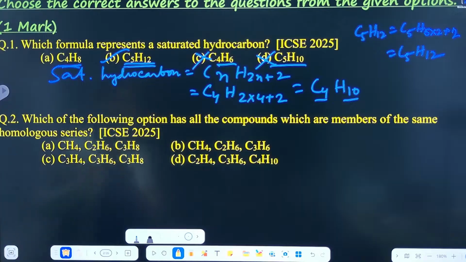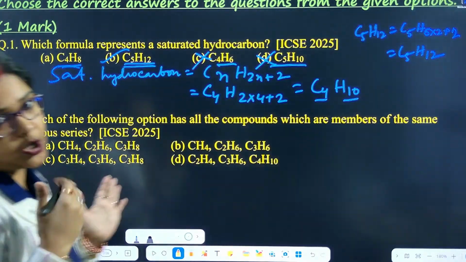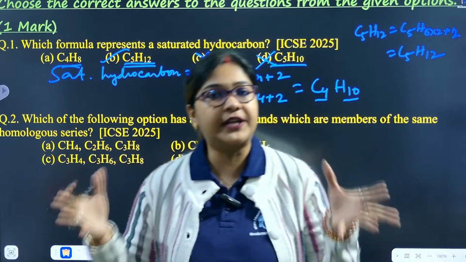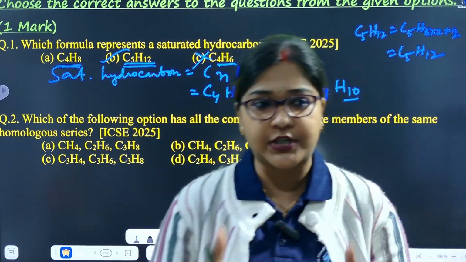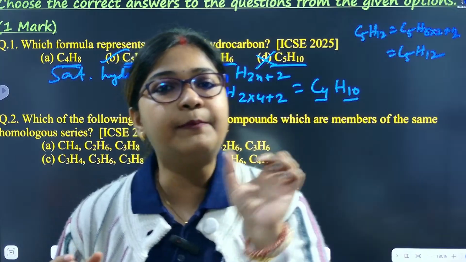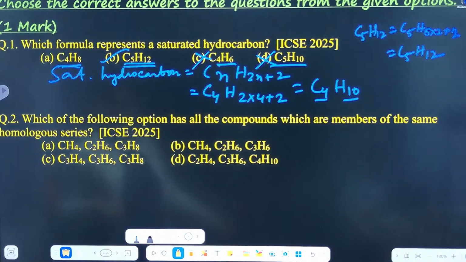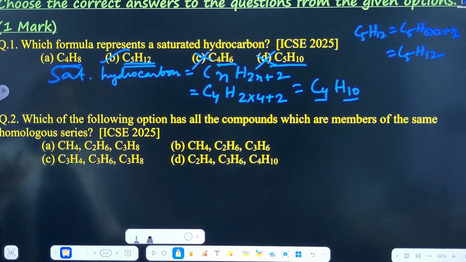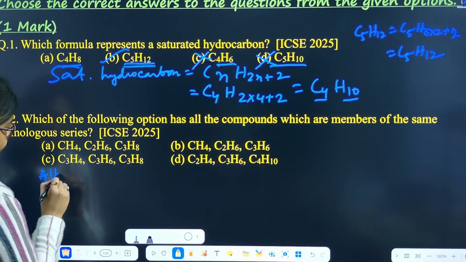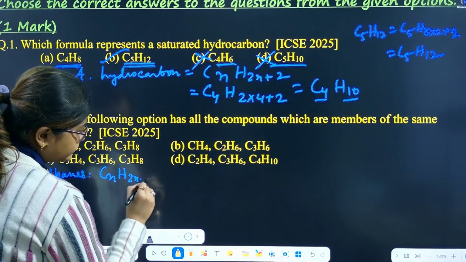The next is, which of the following options has all the compounds which are members of the same homologous series? Now, if you remember, what is a homologous series? It is a group of organic compounds that have similar structures and similar chemical properties, but the successive members differ by just CH2 units. So this is the homologous series in organic chemistry. If you take the first option, you have CH4, C2H6, C3H8. Alkanes is the first homologous series, and the general formula is this.